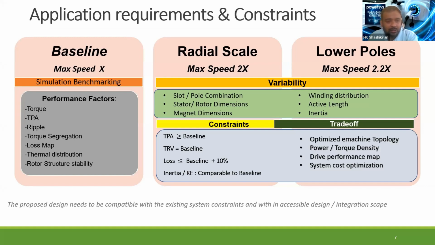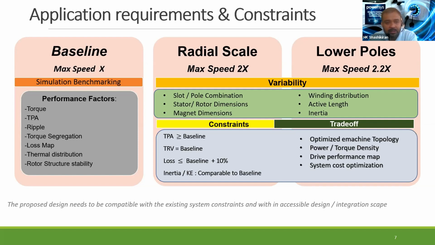For example, if the max speed of the baseline was x, we wanted to hit a target of 2x or maybe higher. We did some study and came to a conclusion: if we want to use the same baseline design, maybe 50% of it, what are the possible options to achieve that target? One was scaling it radially so that it can achieve that maximum speed, and also getting onto a new pole number. These are the two brackets that we wanted to understand.